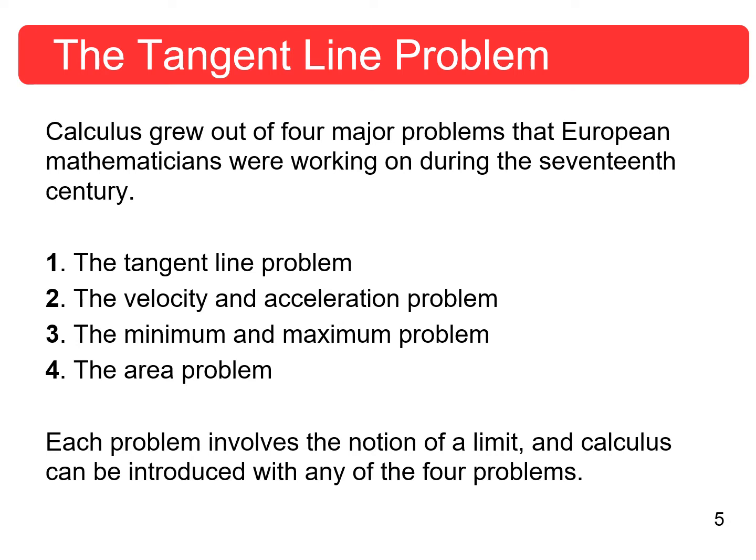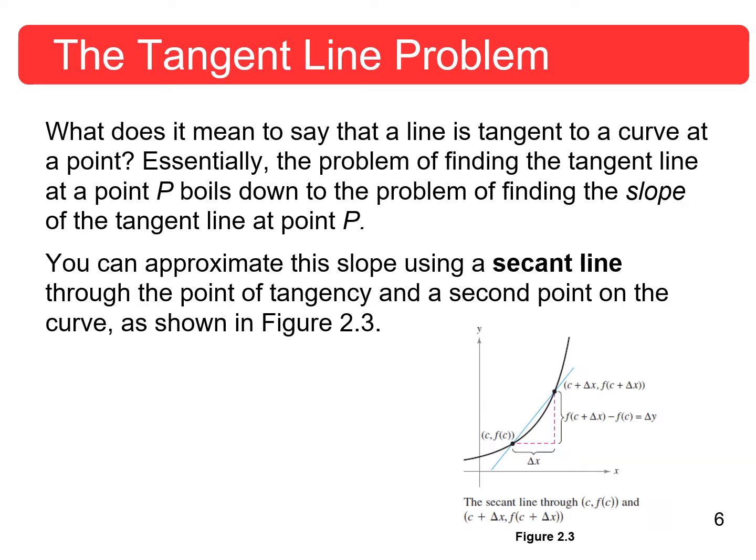Calculus grew out of four major problems that European mathematicians were working on during the 17th century. These are the tangent line problem, the velocity and acceleration problem, the minimum and maximum problem, and the area problem. Each of these problems involves the notion of a limit, and calculus can be introduced with any of the four problems. Now, what does it mean to say that a line is tangent to a curve at a point?